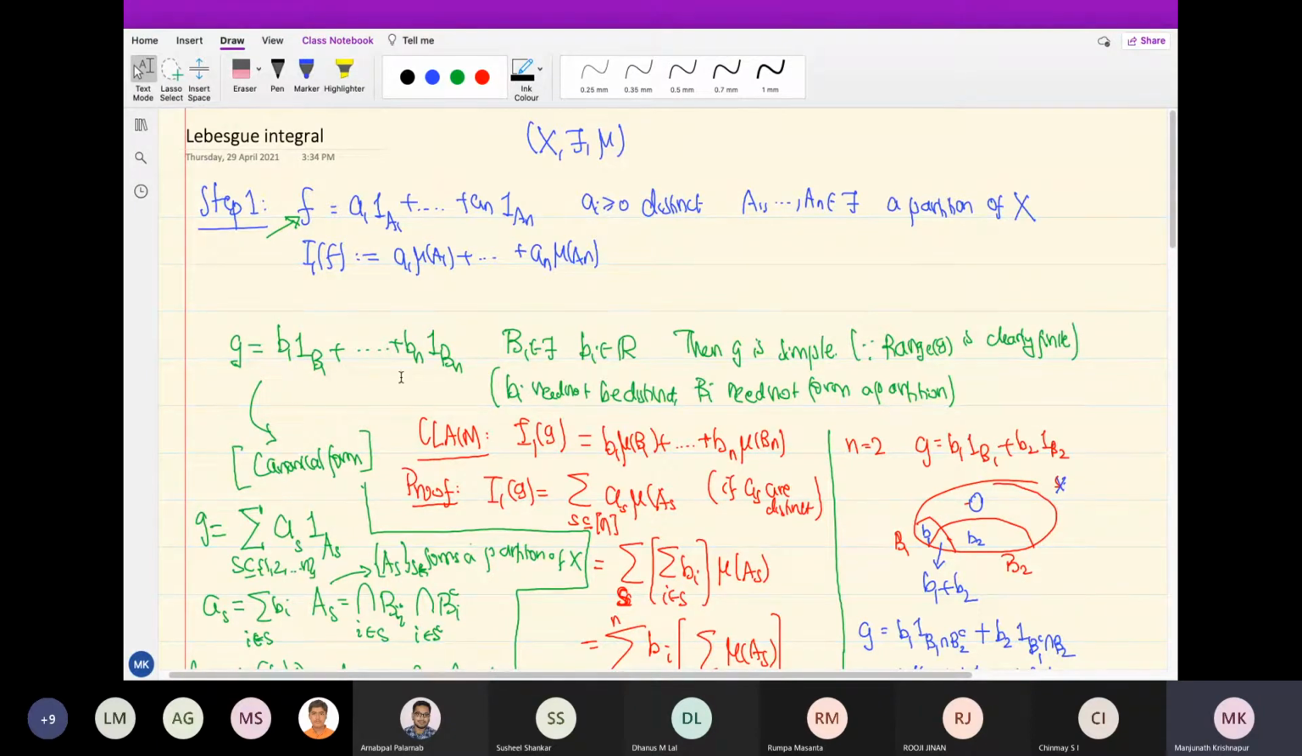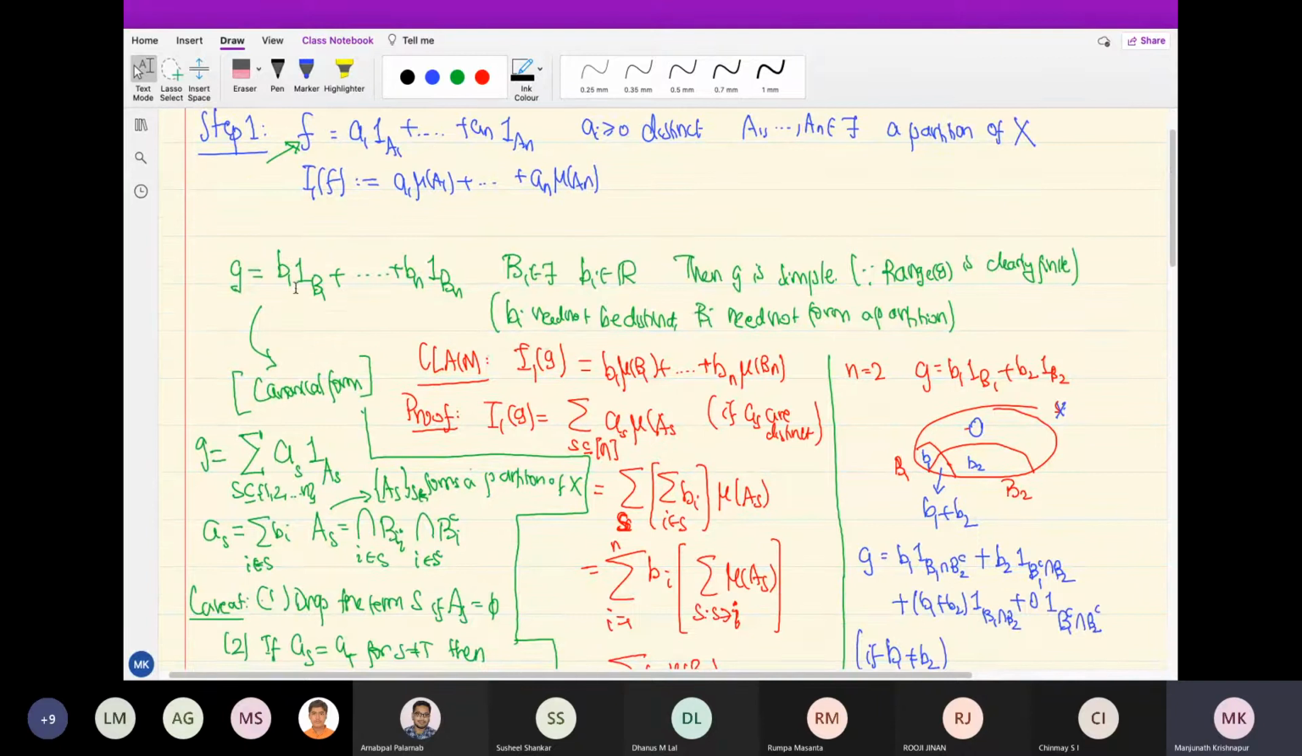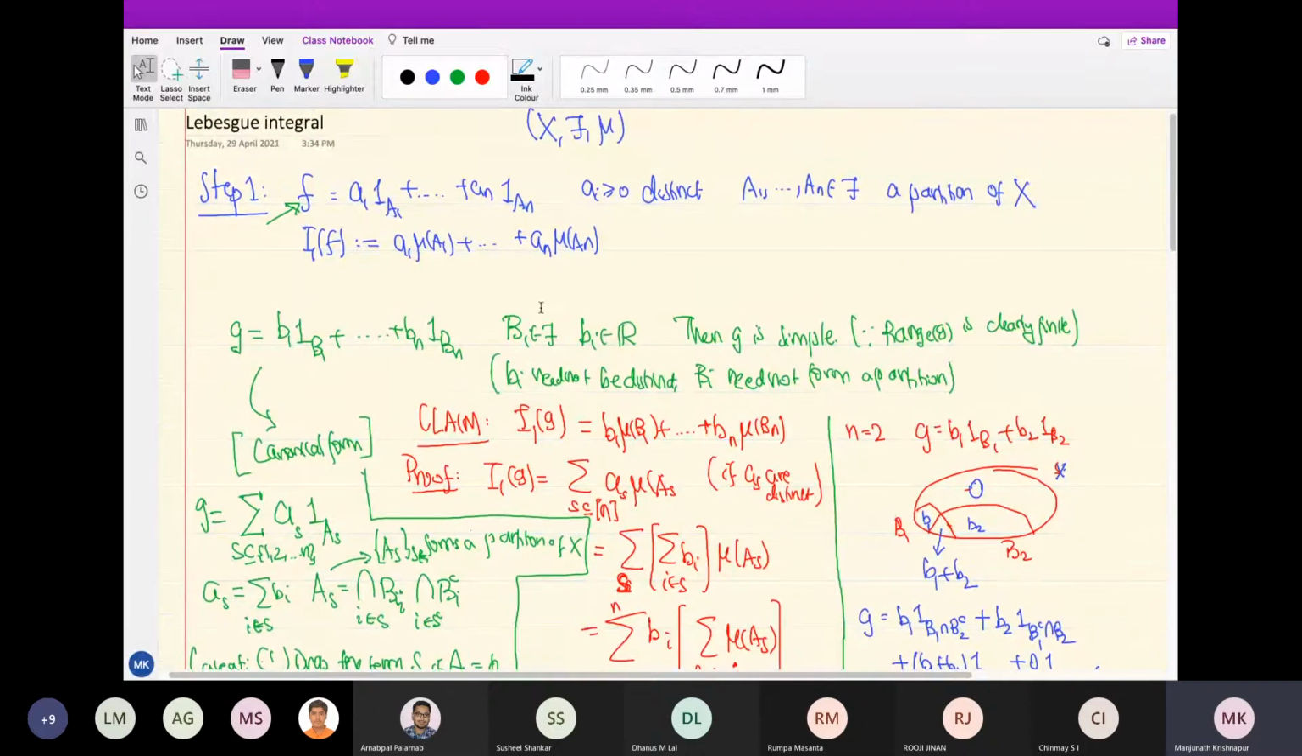Then one convenient thing we showed was that it doesn't matter even if you represent the simple function in a different form, where these sets may overlap, the indicators may have overlapping sets and the bi's are not distinct. Even then, the same formula for the integration holds. So I1 of g, if g is like this, is this, irrespective of whether the Bi's are disjoint or the small bi's are distinct.